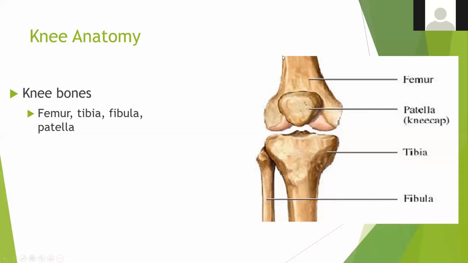So 4 bones you should know. You have here your femur or your thigh bone, your patella, which is your kneecap, your tibia, which is your shin bone, and your fibula, which is the bone that runs on the outside of your leg, or the outside of your lower leg.